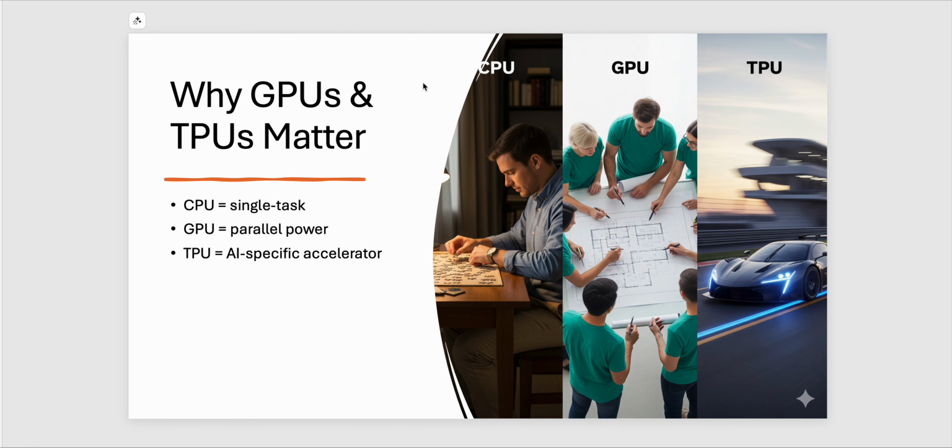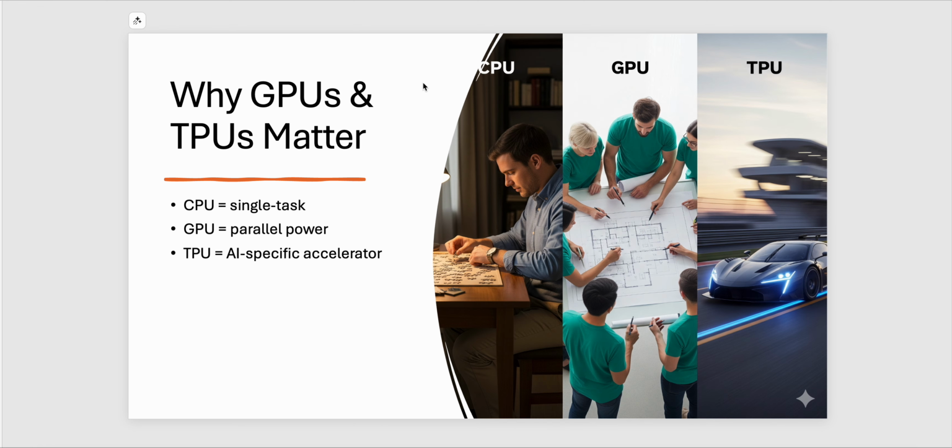Why do GPUs and TPUs matter? A CPU is like one smart worker doing tasks one by one. A GPU is like thousands of workers all working together. This teamwork makes GPUs perfect for training AI because they can handle many calculations at the same time.